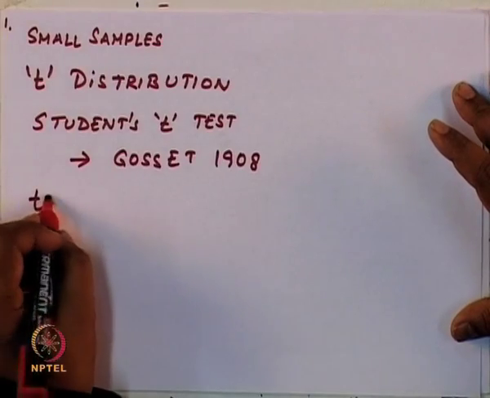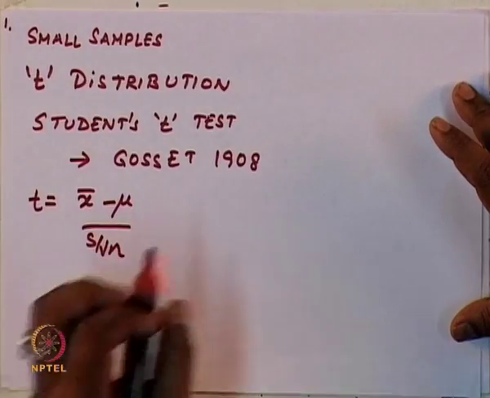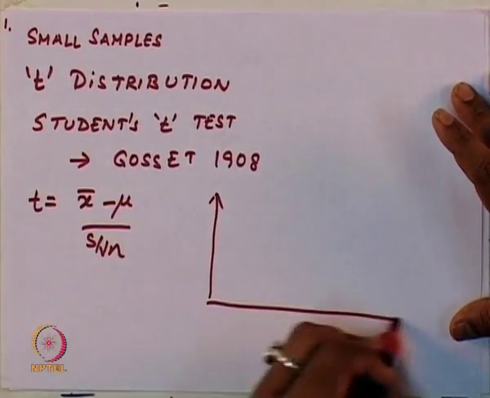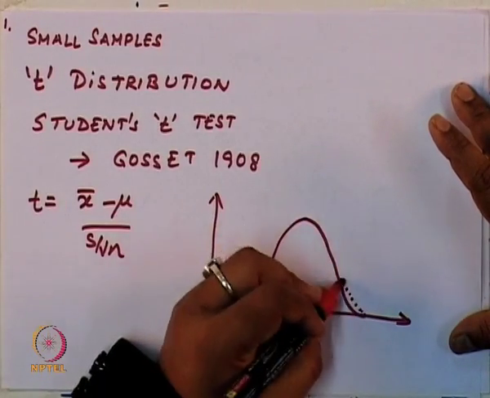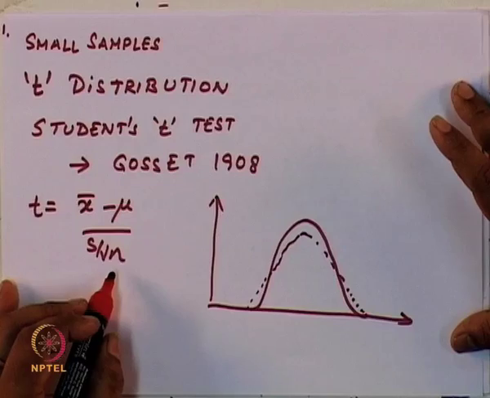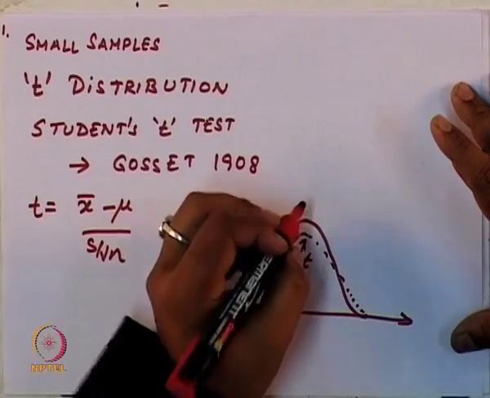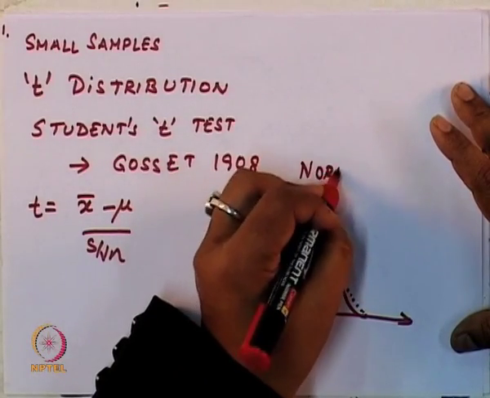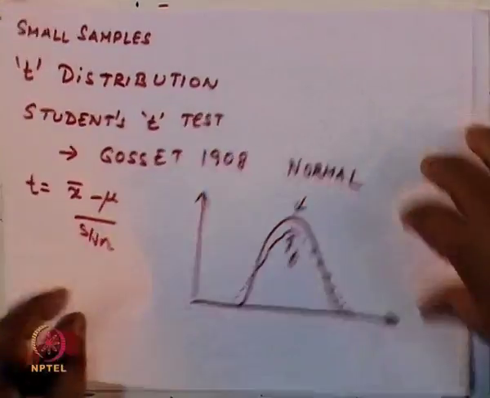So, what you do is you calculate the t statistic given by this expression, and what you will find is that, compared to the normal distribution, the t distribution is much flatter. But as your n increases, the t distribution approaches the normal distribution. So, this is your t and this is your normal distribution. And just like for the normal distribution, you had a one tailed or two tailed test.